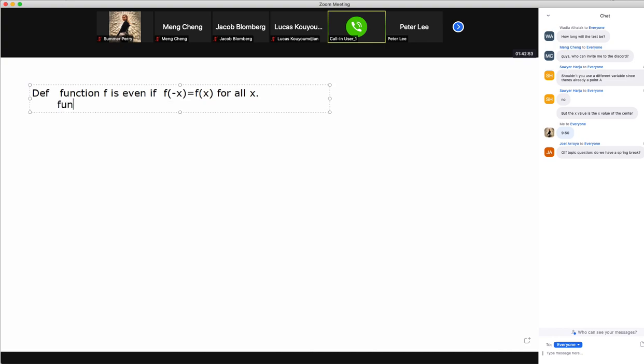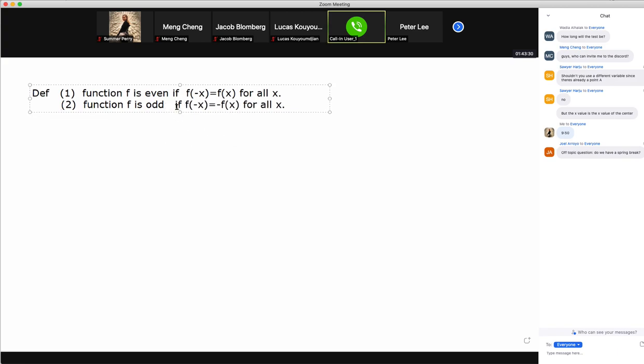Okay, and then function f is odd if f of minus x is equal to minus f of x for all x. Maybe I'll number them. Let me call that number 1. This one number 2. Okay, there we go. So that's the definition of even and odd.